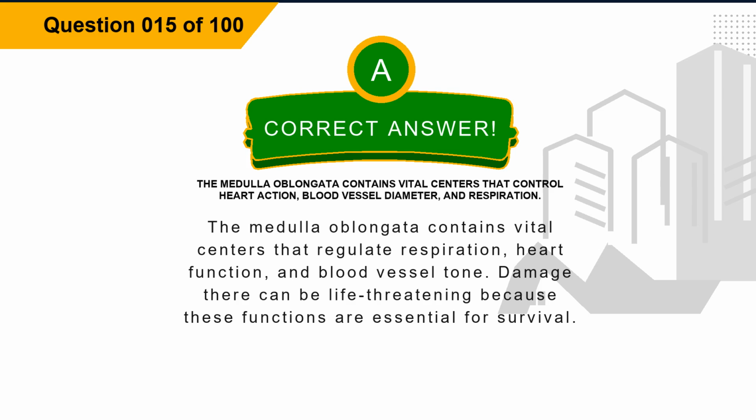The correct answer is option A. The medulla oblongata contains vital centers that control heart action, blood vessel diameter, and respiration. Explanation. The medulla oblongata contains vital centers that regulate respiration, heart function, and blood vessel tone. Damage there can be life-threatening because these functions are essential for survival.